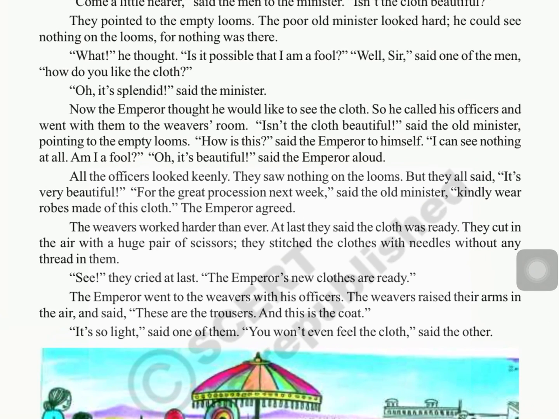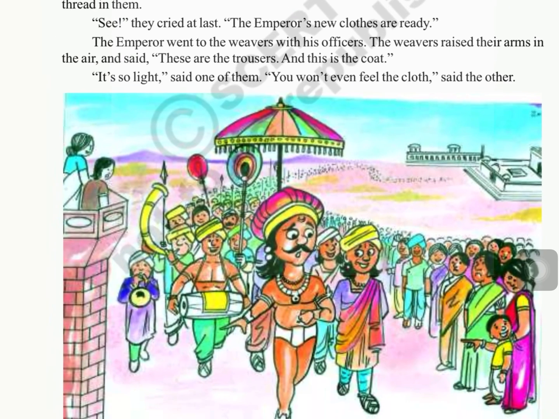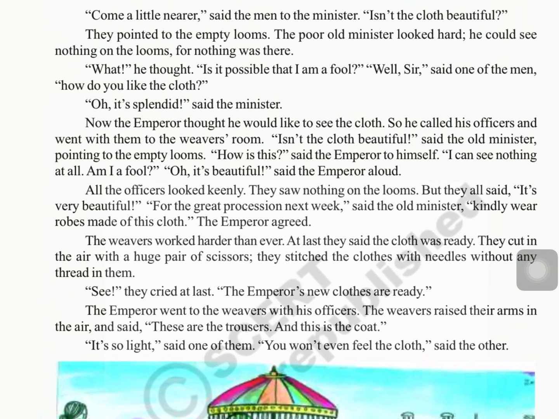Procession. So procession means what, children? Do you know the meaning of the word procession? I'll tell you. A number of people or vehicles moving forward in an orderly fashion. See here, children. If you see the picture, you can understand very clearly. Many people are going in an order, just like a ceremony, a formal religious or public occasion, especially one celebrating a particular event.